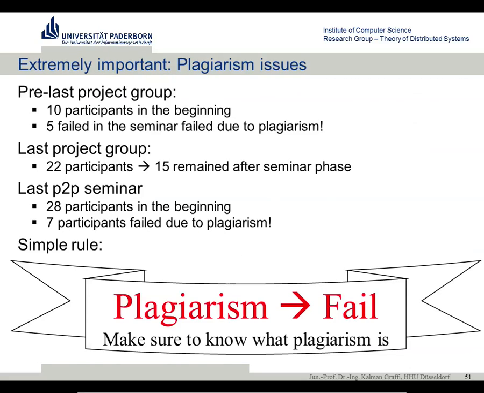That's even more important. Because like I said, in the last project group, 22 participants started and 15 remained. So 7 failed, about a third. Before it was even 10 persons beginning and 5 failed in the seminar. And in the last peer-to-peer seminar, I think one or 2 years ago, also at least a quarter failed. So there's a simple rule. Plagiarism leads to fail. So it's very, very clear.